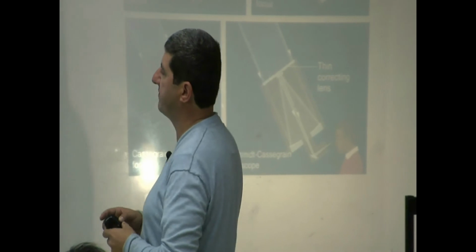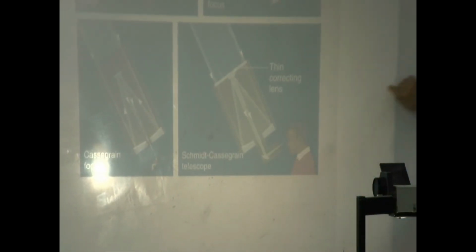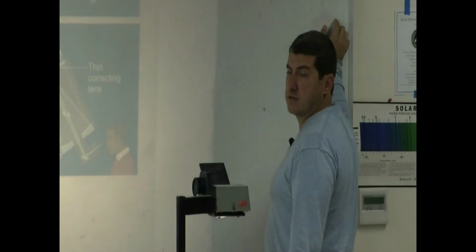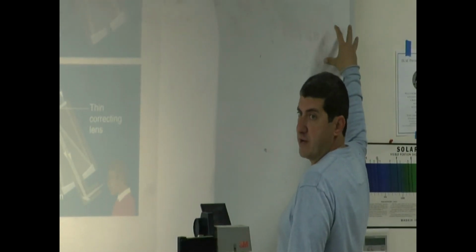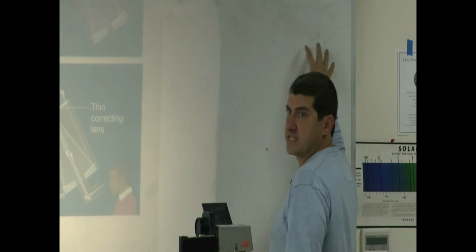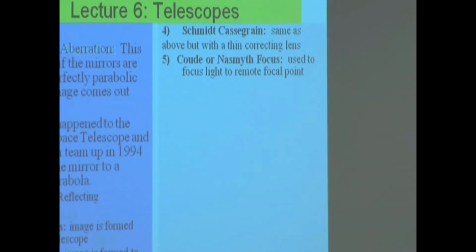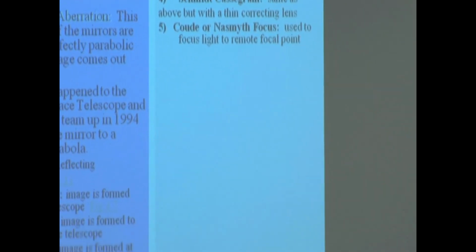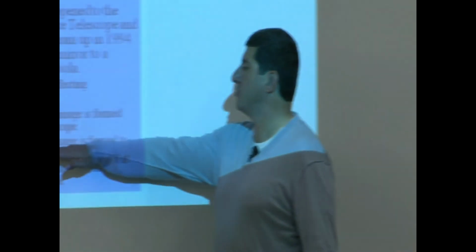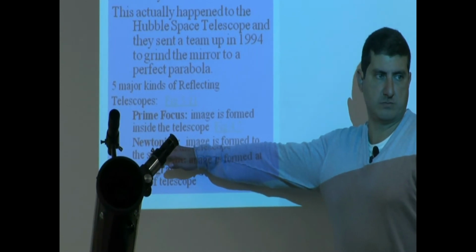Coude or Nasmyth focus, this one, it's not gonna be available for regular purchase. It comes, it goes, and then it goes all the way to a distant spot. Perhaps a room very, very distant where you're analyzing the images. So it's called Coude or Nasmyth, used to focus the light to a remote focal point. So if you're going to buy one, typically the beginner is going to start with a Newtonian.